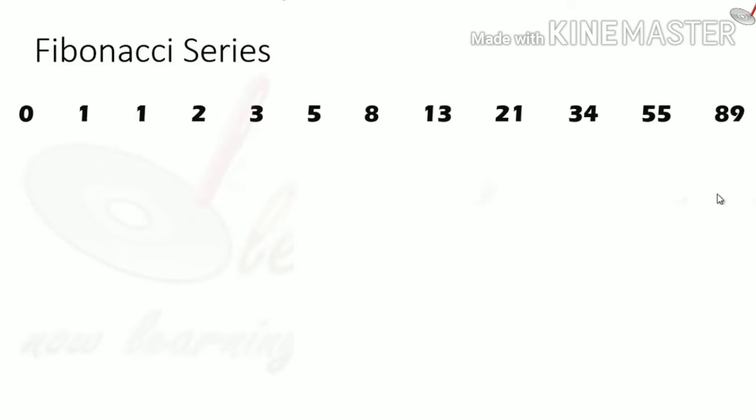You are looking at the Fibonacci series on the screen. Let's understand that there are two variables, a and b. They are initialized: a equal to 0 and b equal to 1. If we add a plus b, we will get the third term of the Fibonacci series. That would be stored in the variable c.